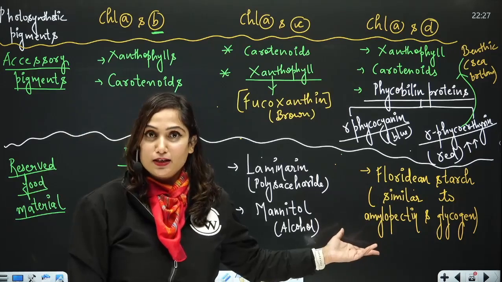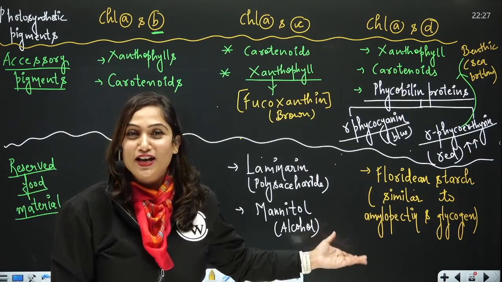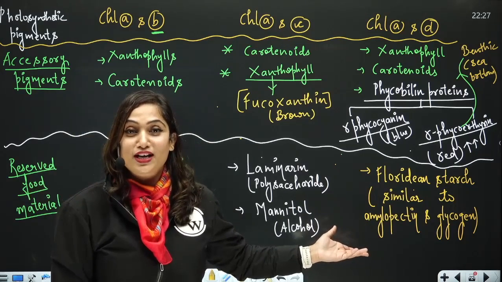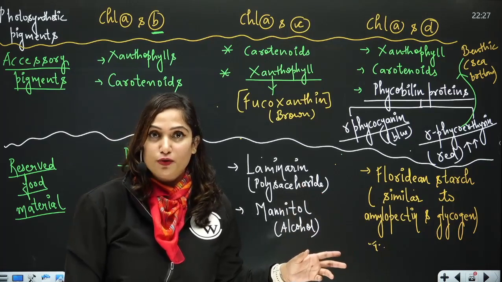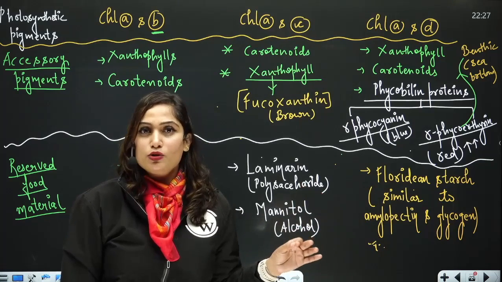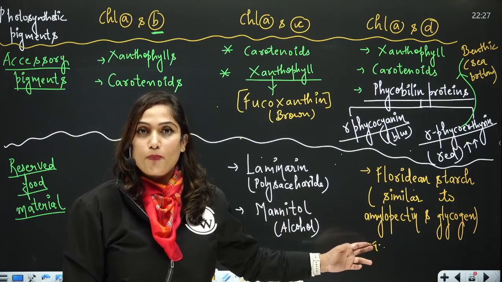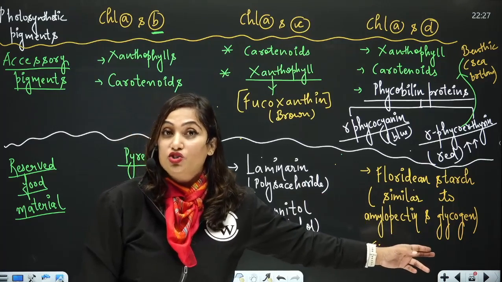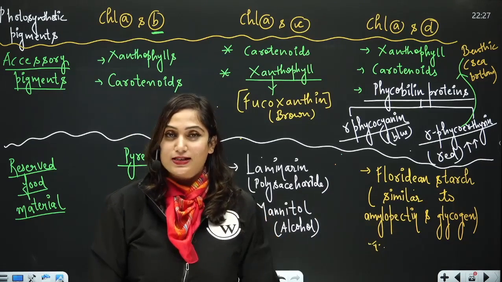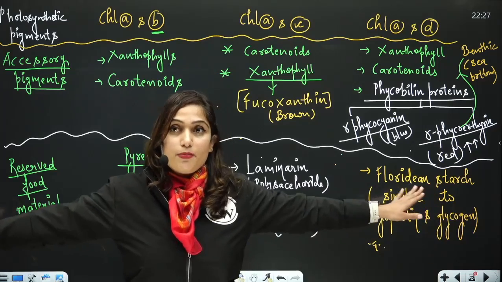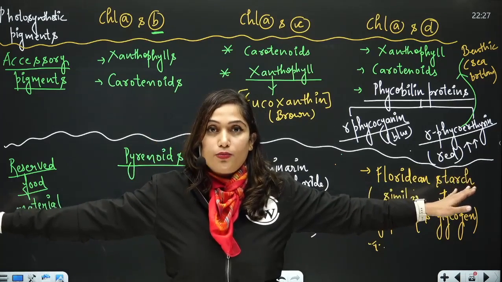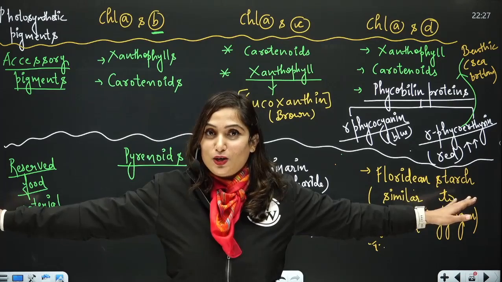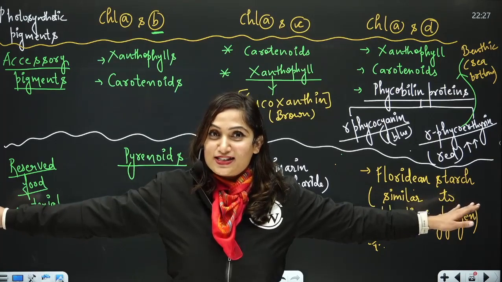Now the reserved food material in red algae is Floridian starch. Floridian starch, and this is the line of NCERT which is pretty important. The structure of Floridian starch is almost similar to amylopectin and glycogen. Glycogen is found in us as reserved food material. Okay, so remember with me, learn with me. In green algae, pyrenoids. In brown algae, laminarin, mannitol. And in red algae, Floridian starch.